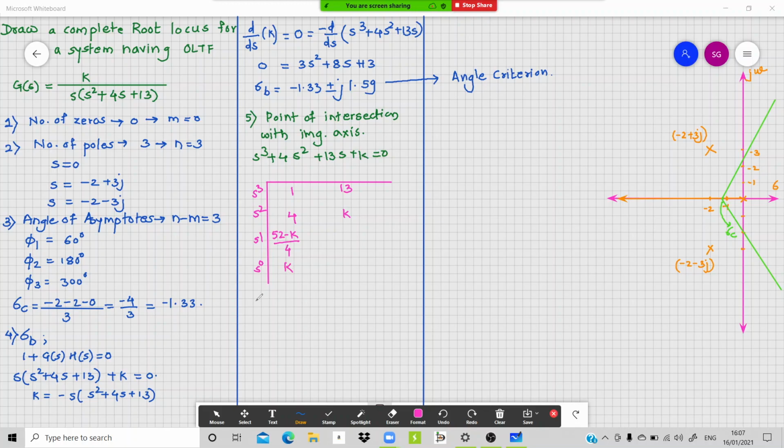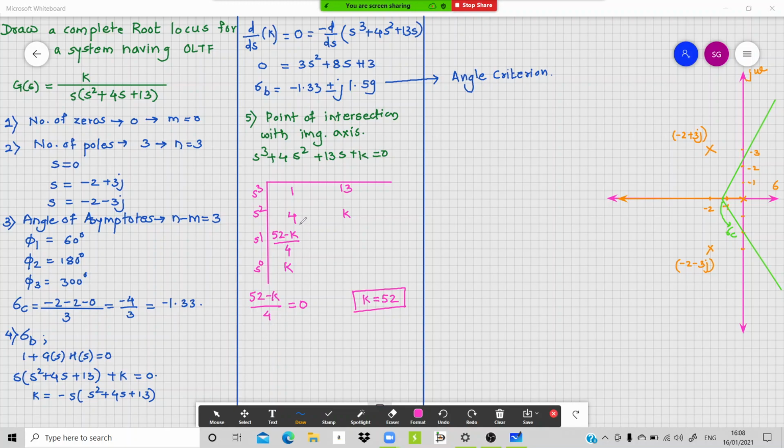So now to have the poles on the imaginary axis, this is 0 already, k equal to 0, right? K equal to 0 is the starting point, so no need to worry; the important point for us is 52 minus k upon 4. When it comes out to be 0, one of the rows has all elements 0, which means the poles are lying on the imaginary axis, and we are interested in this condition. So k is equal to 52. When k is equal to 52, poles are crossing the imaginary axis, touching the imaginary axis, right?